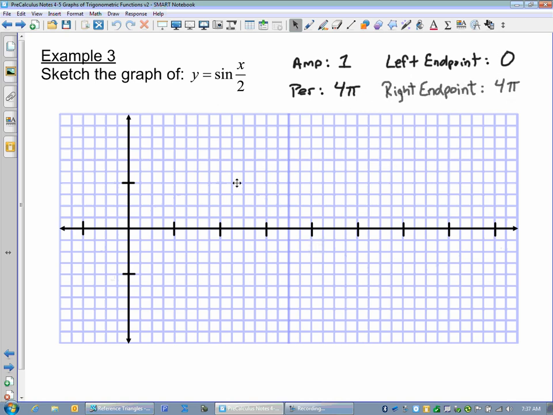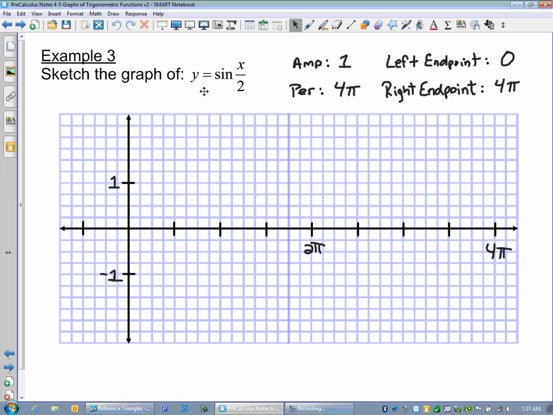Now for our scale, our amplitude's 1, so I'm going to use that, plus 1, minus 1. And I want to make sure I leave enough room horizontally so we get to 2 pi. And my graph is large enough here where I can go to 2 pi and 4 pi. This will be one cycle of the graph.